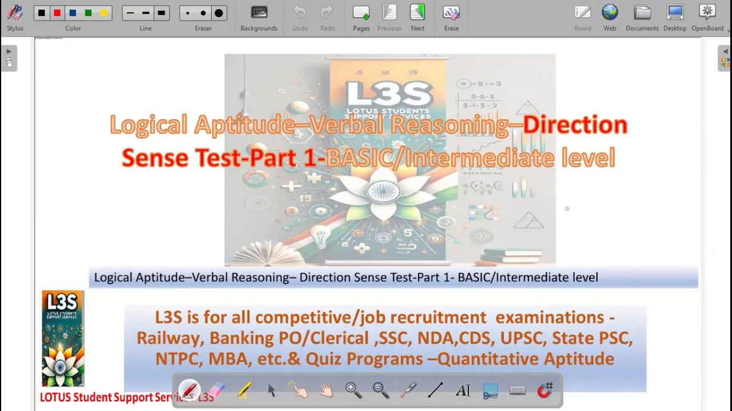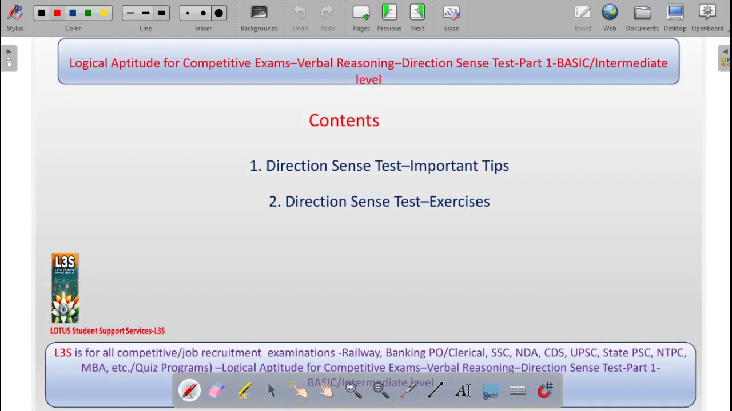Today we are starting a very important topic for Logical Aptitude: Direction Sense Test. This is a high scoring chapter for exams like SSC, Railway, Banking, NDA, CDS, PSC, NTPC, MBA and many more. So let's begin. First we will discuss direction sense test important tips, then we will do exercises.